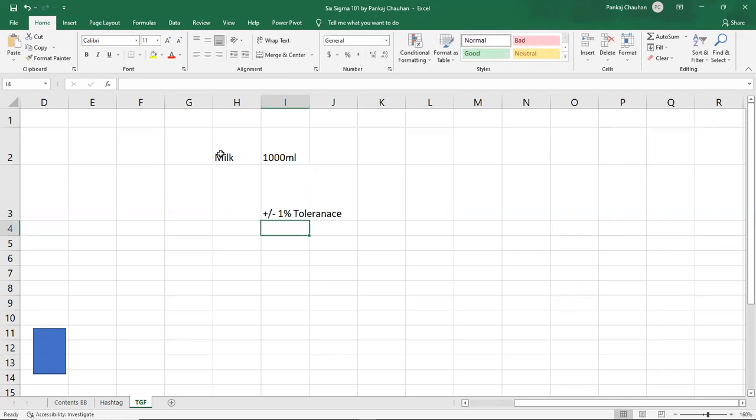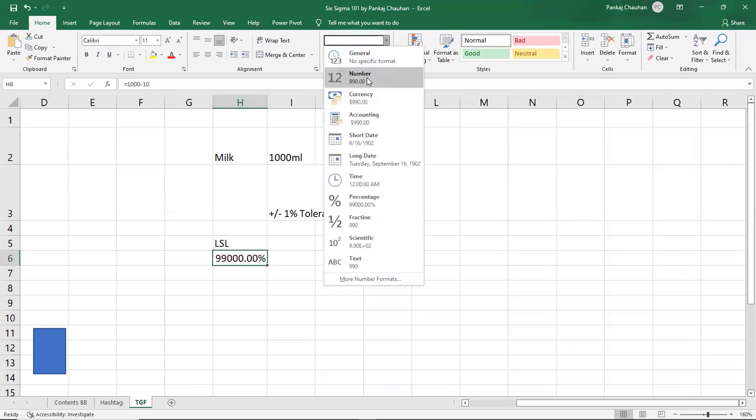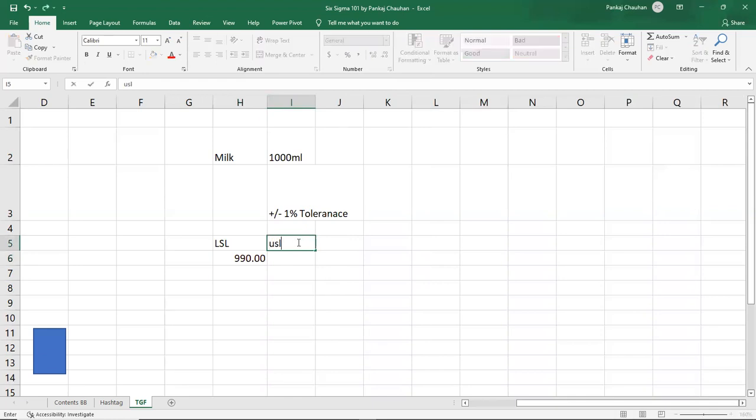If it is plus or minus 1% tolerance, your lower specification limit will be 1000 minus 1% of that value, so 1000 multiplied by 1%. Let me write it straightforwardly: 1% is 10. So the number is 990, and the upper specification limit with respect to 1% will be 1000 plus 10, which is 1% of 1000, which will be 1010 ml.